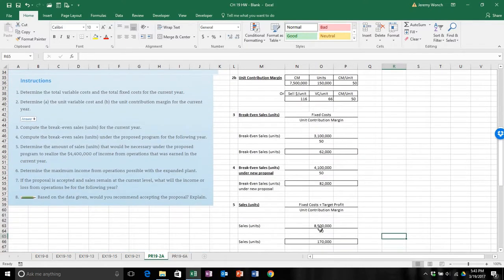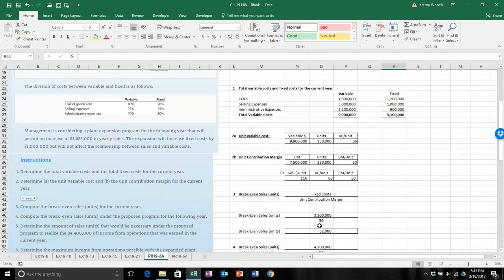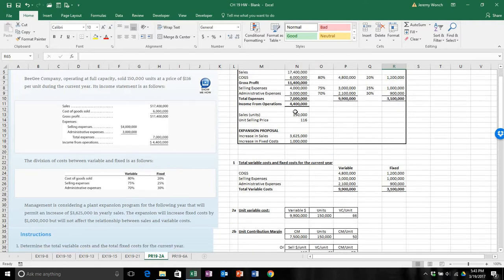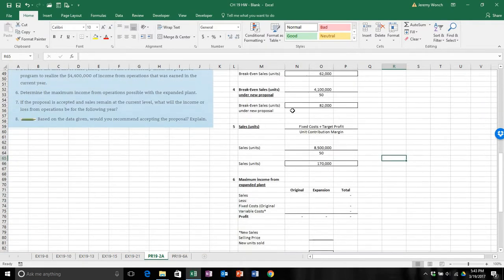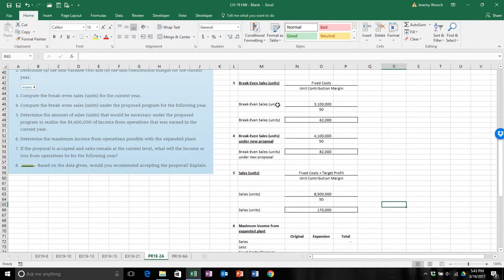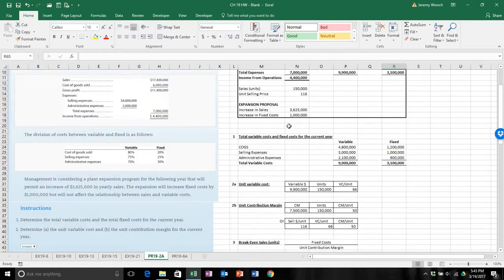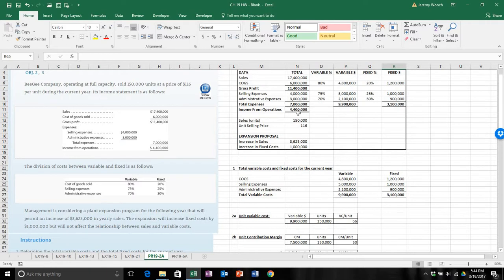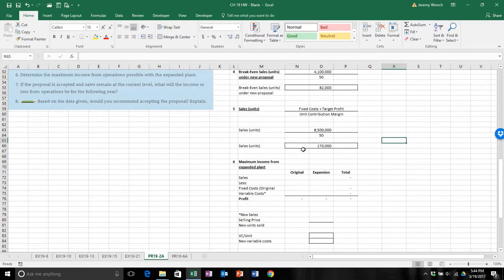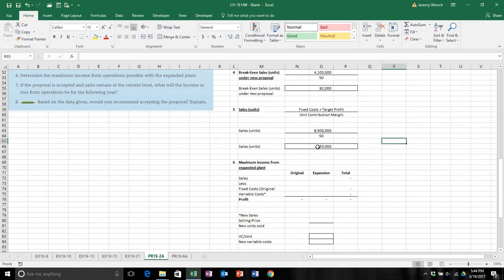So, okay, and hey, this makes sense. Before we did any expansion, we had operating income of 4.4 million. And so before, we were selling 150,000 units to get to the 4.4 million of profit. So now it's saying that we have to sell 170,000 units to get to that same $4.4 million of profit.